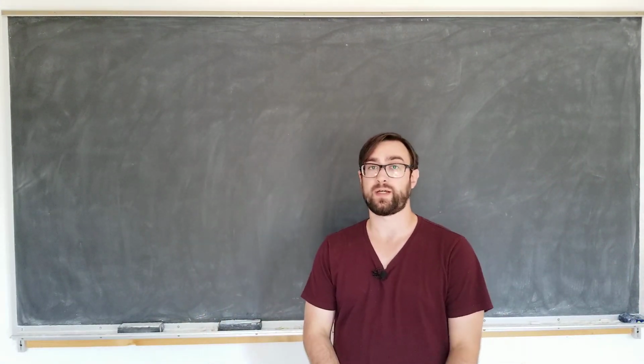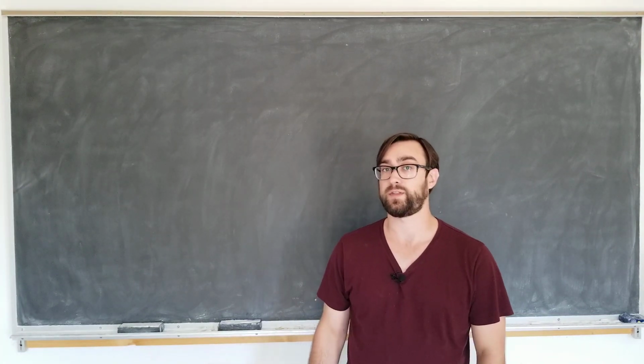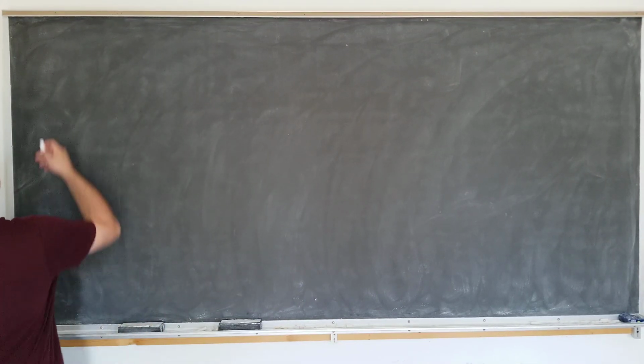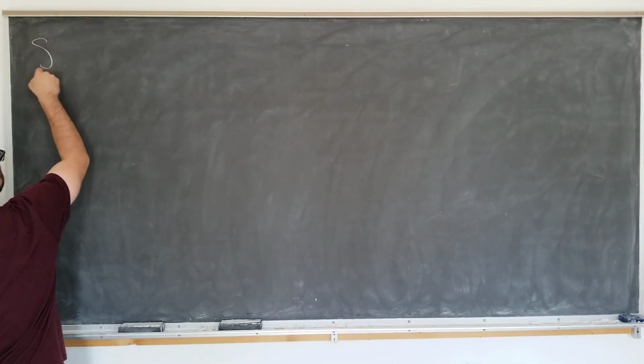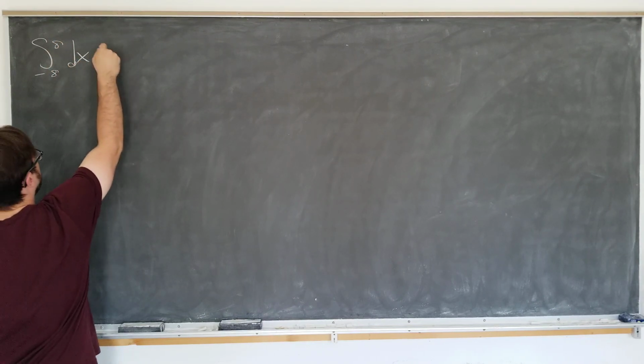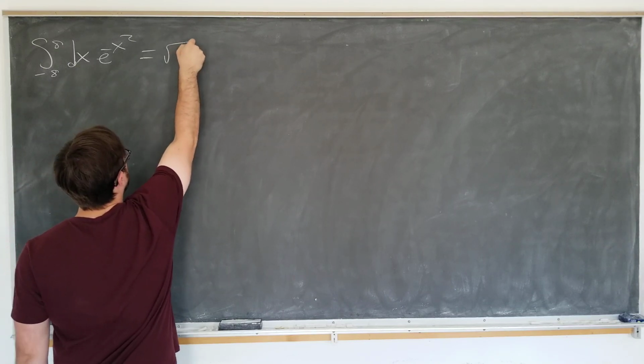Today we'll be using the Gaussian integral to evaluate the surface area formula for the d-sphere. Recall from ordinary calculus the formula for the Gaussian integral: the integral over all space of the Gaussian is equal to the square root of pi.